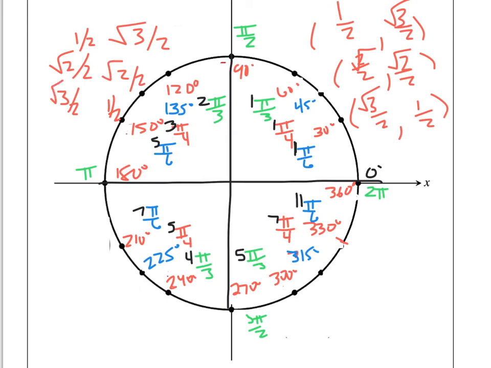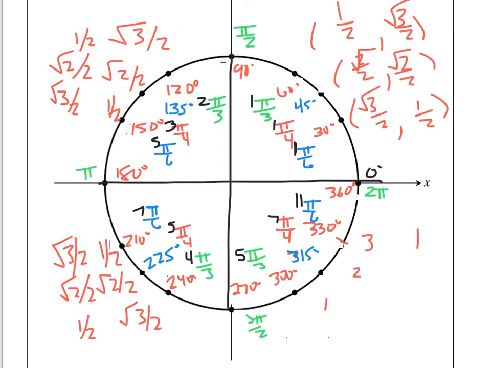Remember, when we go below the x-axis, we flip. 3, 2, 1. 1, 2, 3. All over 2, square root of the top. I went in the wrong order there. And then still flipped. 3, 2, 1, 1, 2, 3, all over 2, square root of the top.